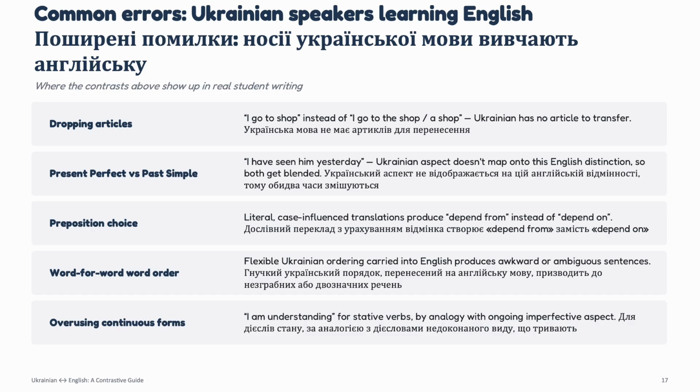Ukrainians carry flexible ordering straight into English, which produces sentences that are technically understandable, but sometimes it can sound awkward. And fifth, overusing continuous forms with stative verbs, something like "I am understanding", by analogy with the ongoing imperfective aspect. Again, it's because we don't have a difference between present simple and present continuous. So for us, something we can say, like "what I understand now", sometimes we translate to English as "I am understanding", just copying from Ukrainian.